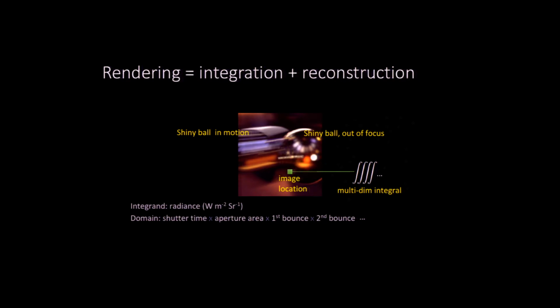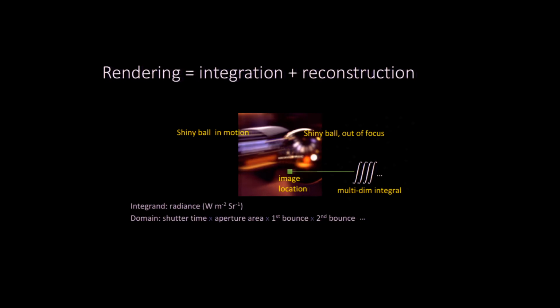The aperture area, obviously you don't have a pinhole camera. It has some small aperture, which is finite. Some good cameras, you can open up the aperture so that you get more light. But once you open up the aperture, you need to integrate over the aperture, right? And then the first bounce, second bounce, which I explained. So there's some high-dimensional integral.